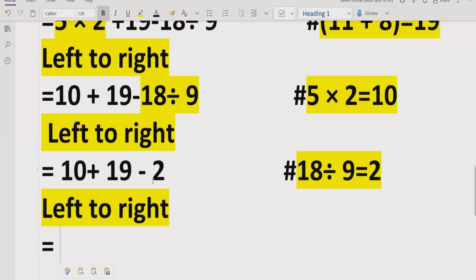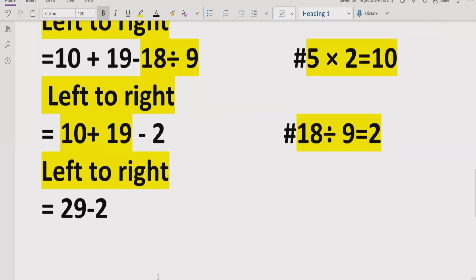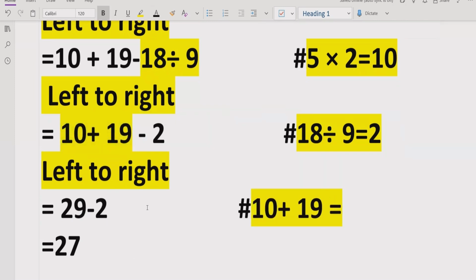Now we have no division or multiplication in our expression. So we solve left to right and see whether addition or subtraction is coming first. Here we have this addition, so 10 plus 19 equals 29, and minus 2 is 27. Now in the end we have the answer 27. As you can see, this is how we solve it, and 27 is the correct answer. Here we give the reference: 10 plus 19 equals 29.